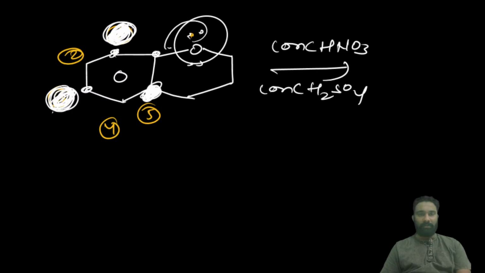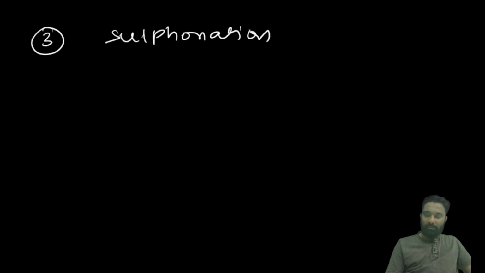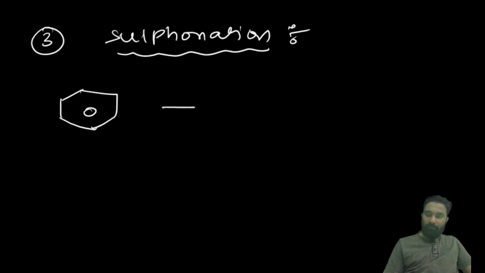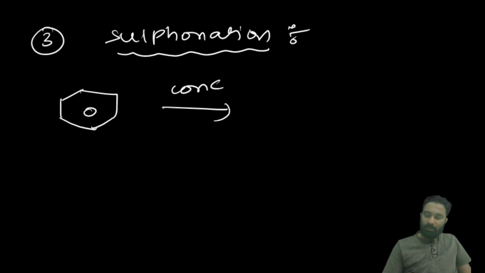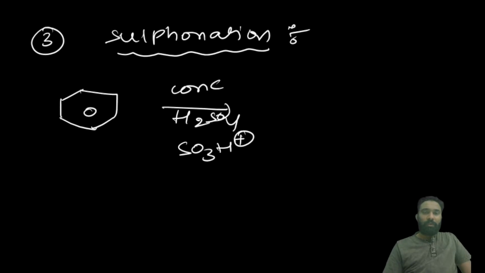Right. Now next reaction, third type of the reaction we are going to move, that is sulfonation. Okay, sulfonation. In this sulfonation we are going to take the one reaction, that is concentrated H2SO4. They have given the electrophile, it will generate here the sulfonic acid.